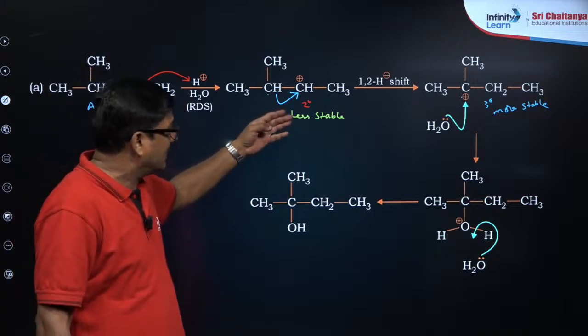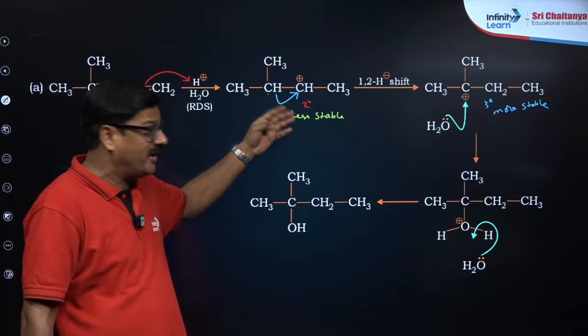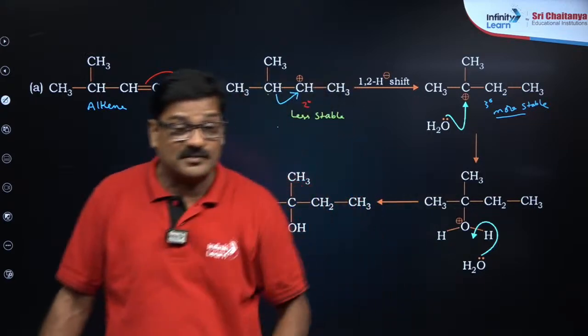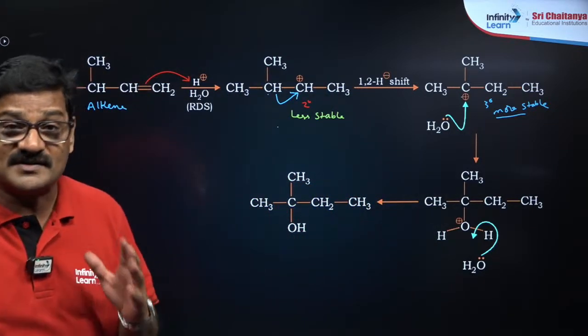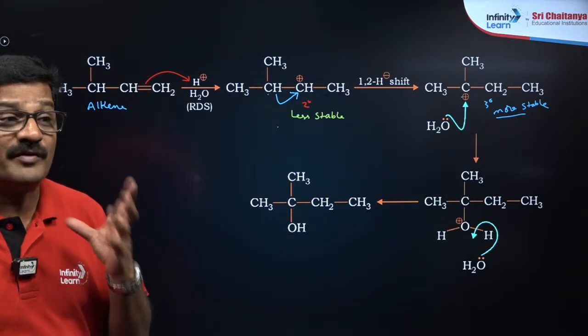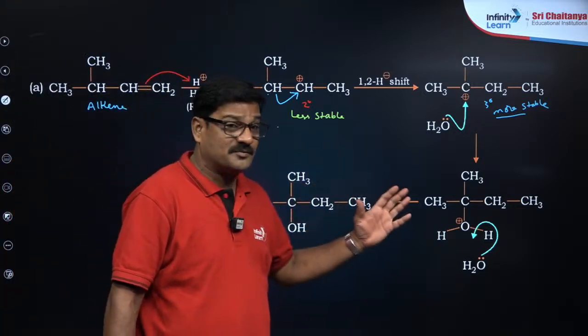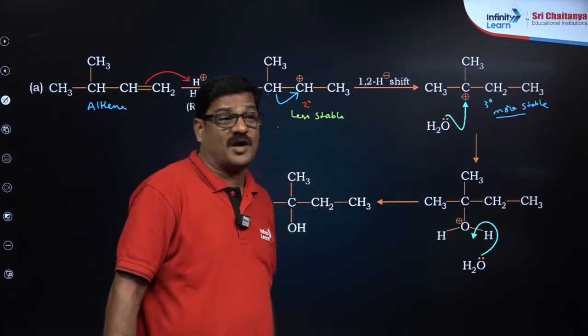You are not going to get the product from less stable intermediate, rather you are going to get the product from the more stable intermediate. So more is the stability for the intermediate, more will be its product formation. So major product आपको मिलेगा more stable carbocation.